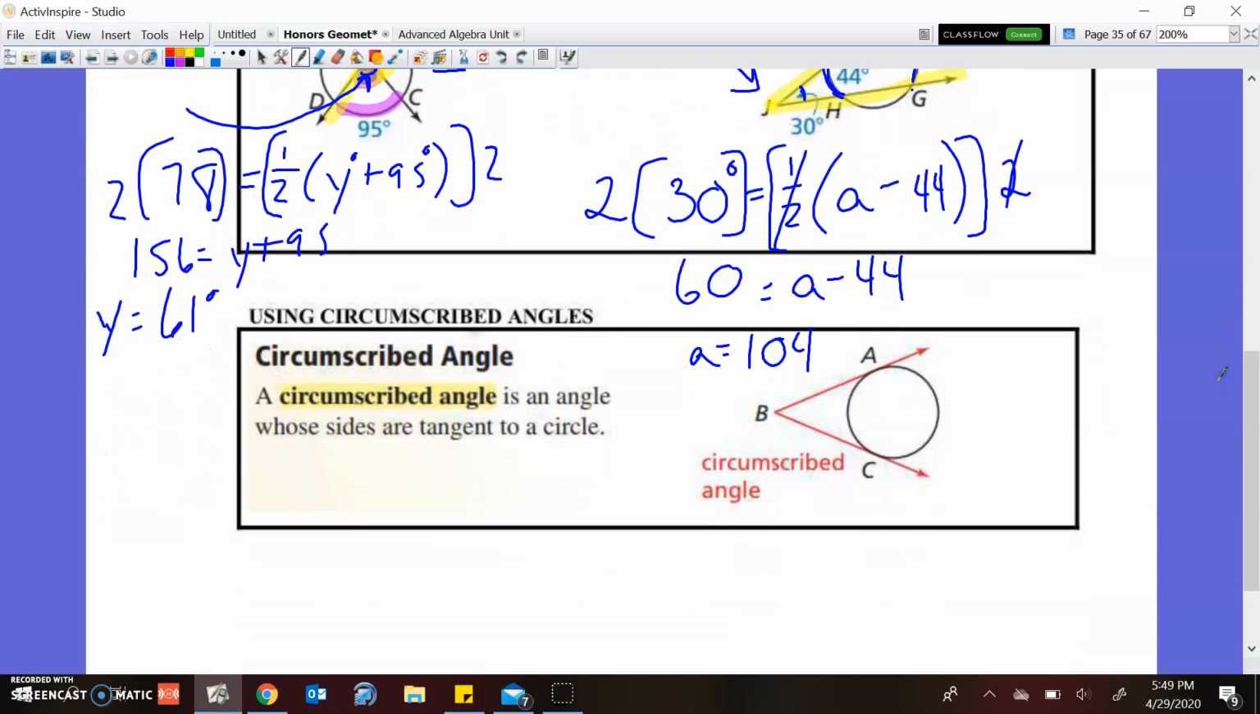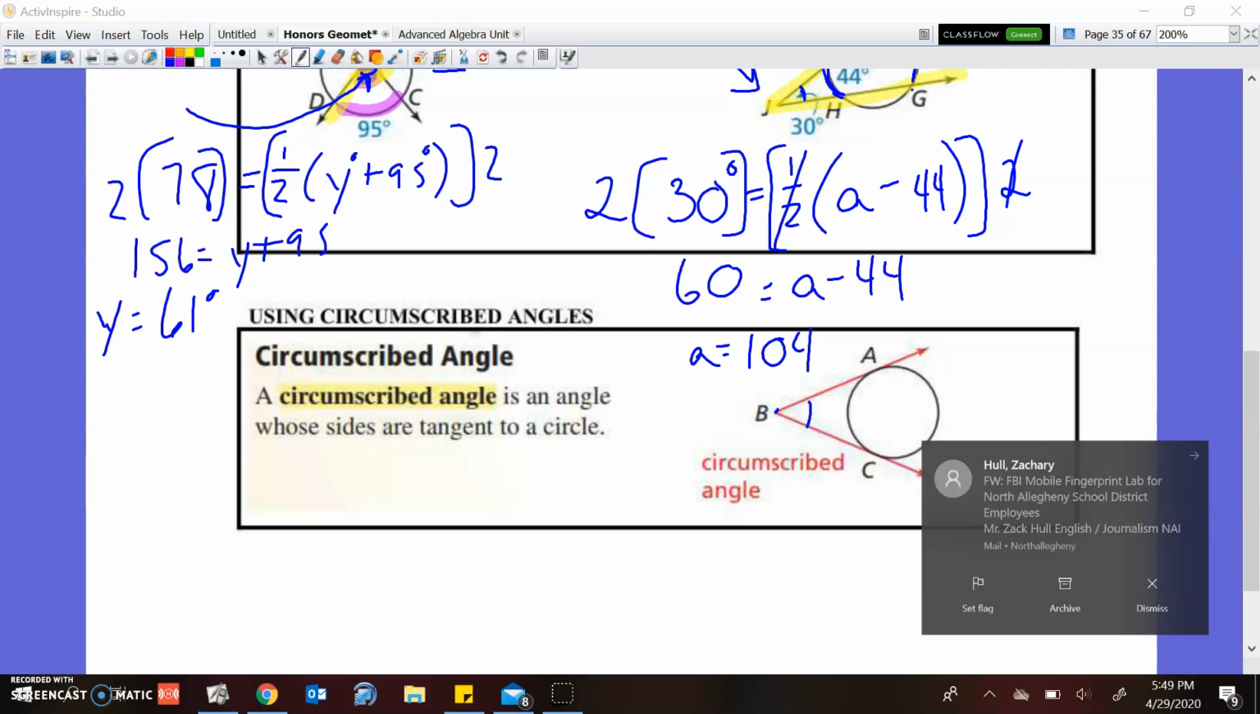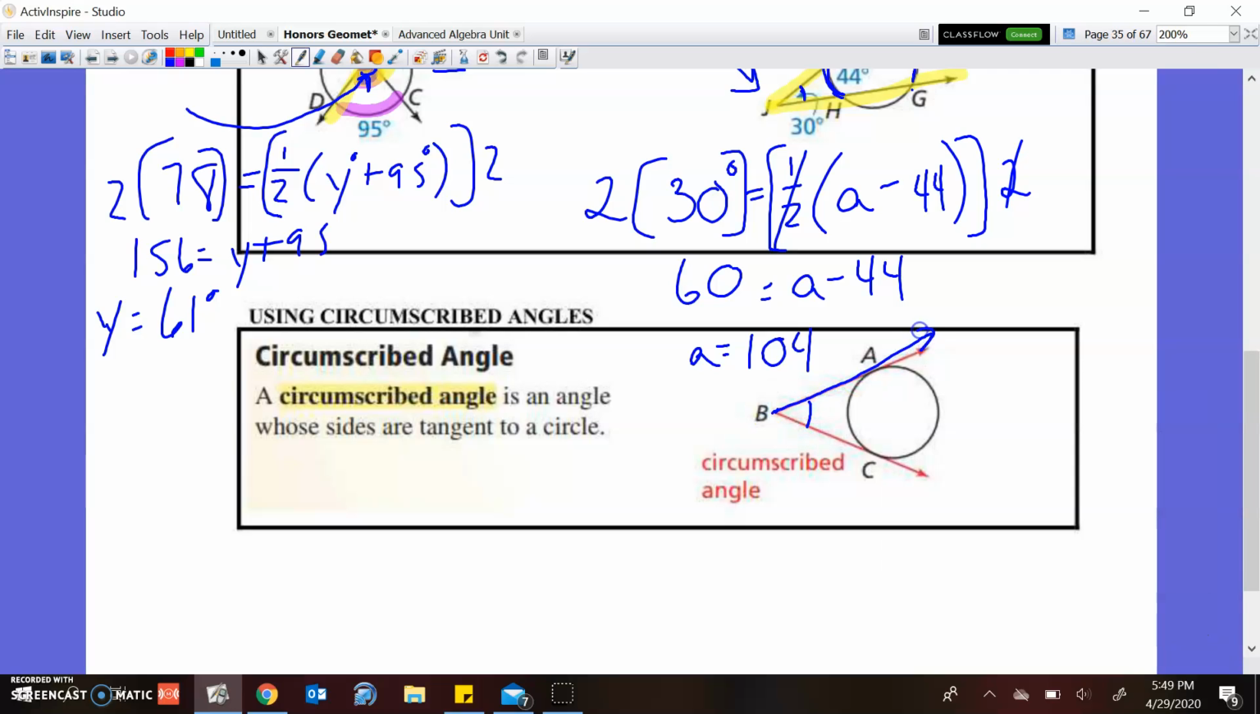There is this concept, and we've talked about circumcenter and circumscribed polygons. Now we're going to mention a circumscribed angle. So it's an angle whose sides are tangent to a circle. Okay, so this angle right here, its sides are tangent. Its sides are tangent to the circle.